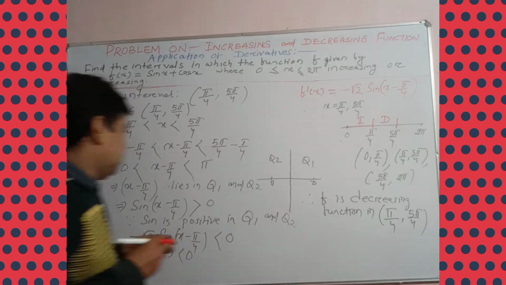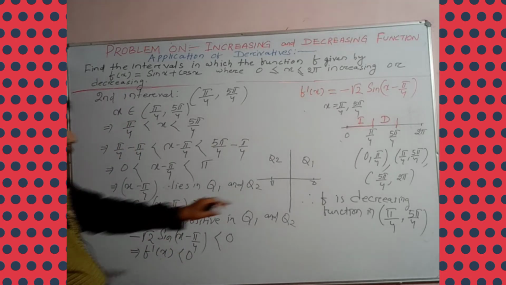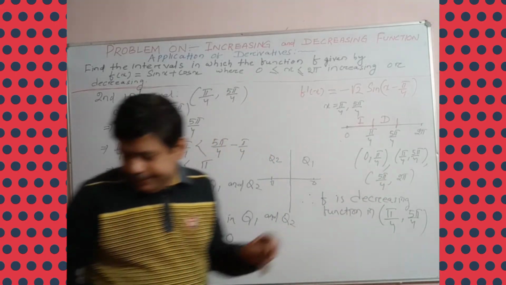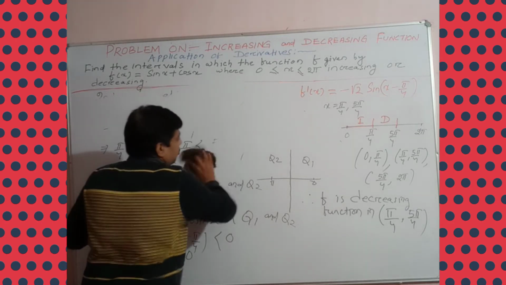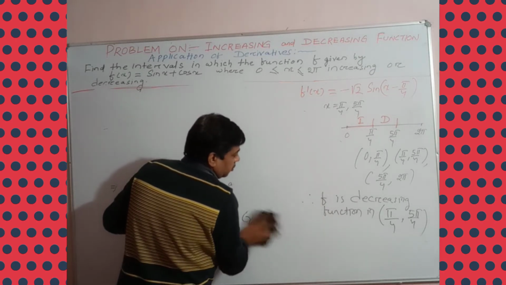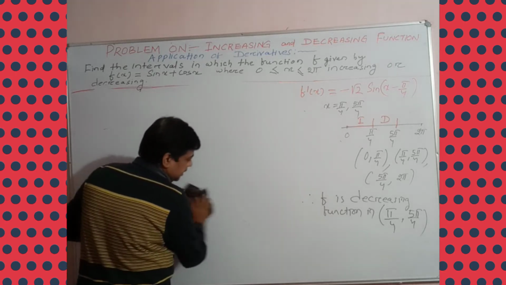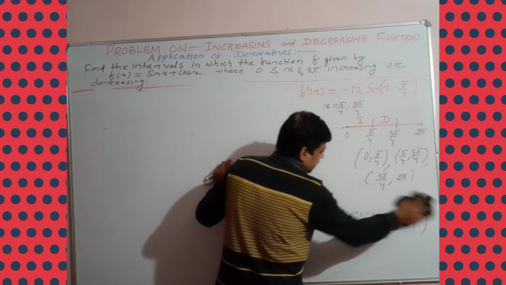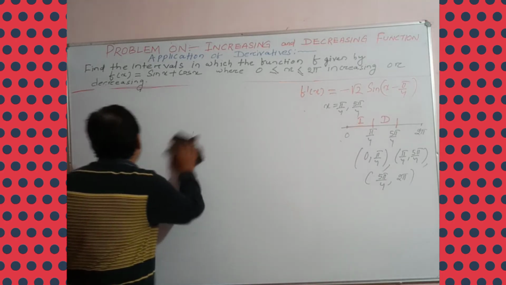Okay. Now let's see the third interval. What is the third interval? 5 pi by 4 to 2 pi. Let us check whether the function is increasing or decreasing. Is it clear? Understood? Okay. So the function is decreasing in the interval pi by 4 to 5 pi by 4.